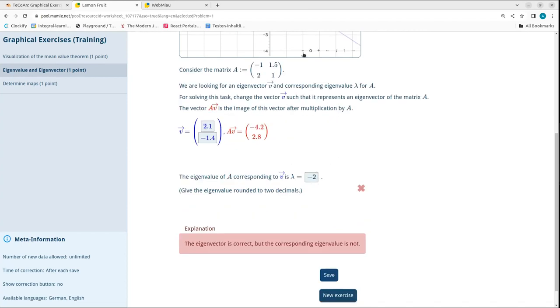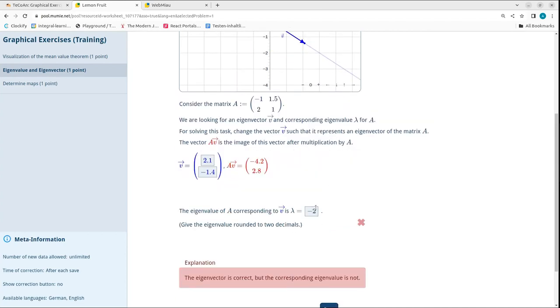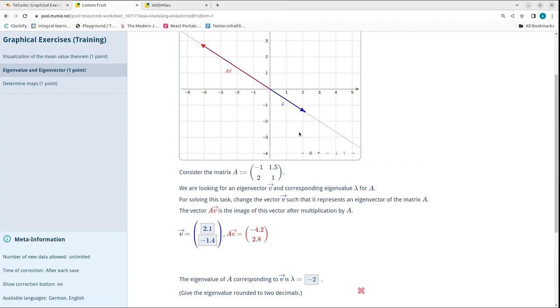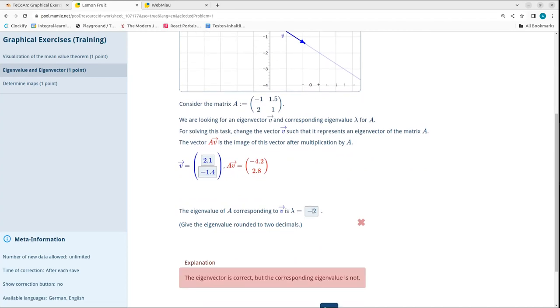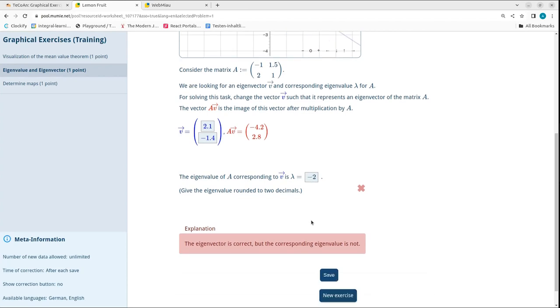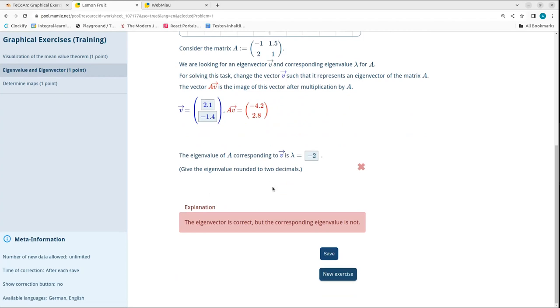Yeah, and as in all these exercises, the author who created this graphic, or when I created this one, I just had to choose what precision should be used for the correction, so that it's not too hard to get it exactly correct. I mean, in that case, it's really nice, but sometimes you have an eigenvalue, for example, of root 2, and graphically you can't really get correctly that it's root of 2. Okay. So that is the second one that I wanted to show you.